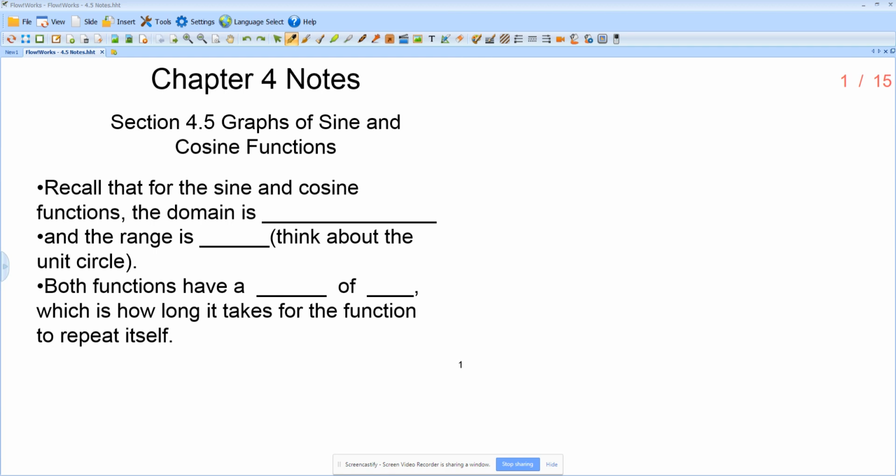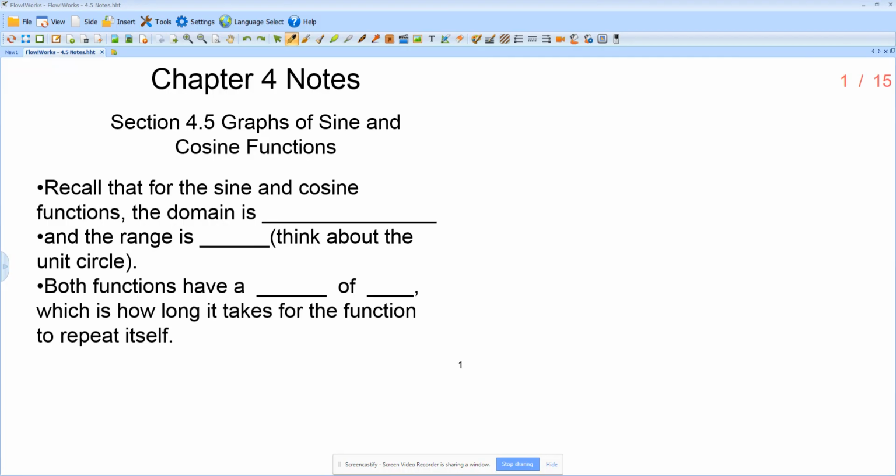All right, welcome to section 4.5. In section 4.5, we're getting into the second half of chapter 4. The second half of chapter 4 starts at looking at the graphs of sine, cosine, tangent, and then secant, cosecant, cotangent functions. So this is always that scary part where we're going to be talking about graphing, sketching by hand. We're going to jump right in.